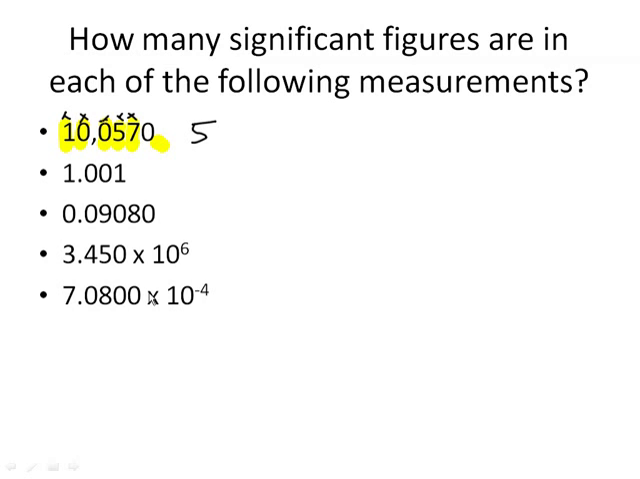1.001 is 4 sig figs. I've got a 1, 2 sandwich zeros, and another 1, which gives me 4 sig figs.